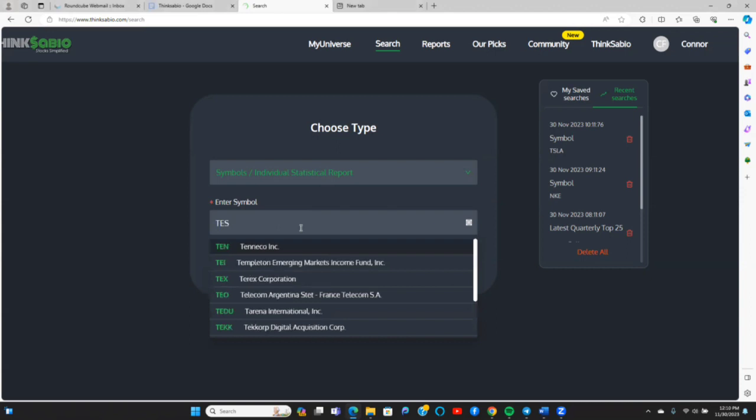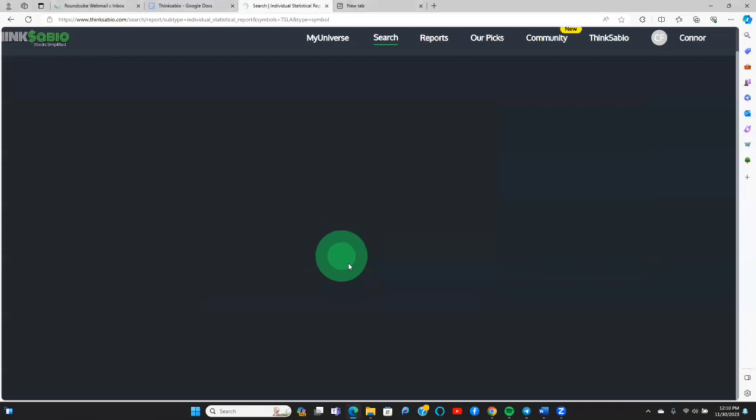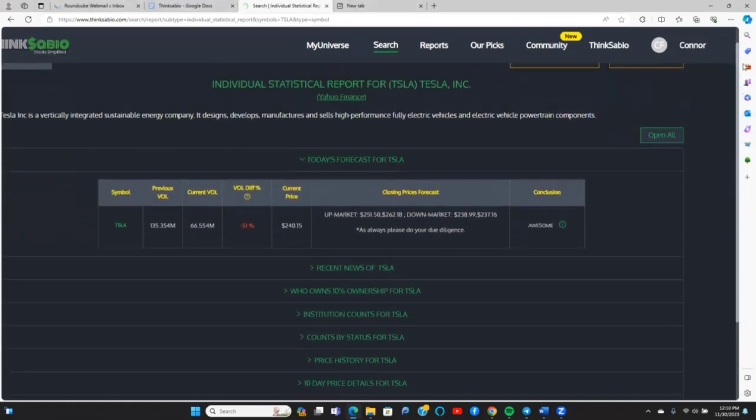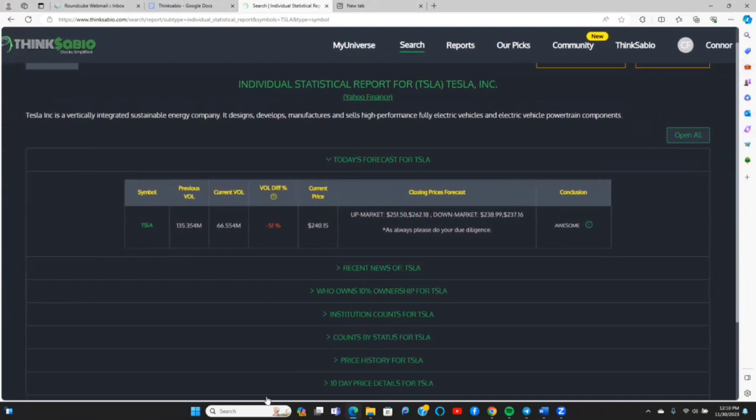and then you can type in whichever stock you want to look at. So for this example, we'll go with Tesla. There we go, and then we'll submit. And then from there, we'll look at the report. So you scroll up, and then you get the individual statistical report. Let me just edit the screen here for ease of use.